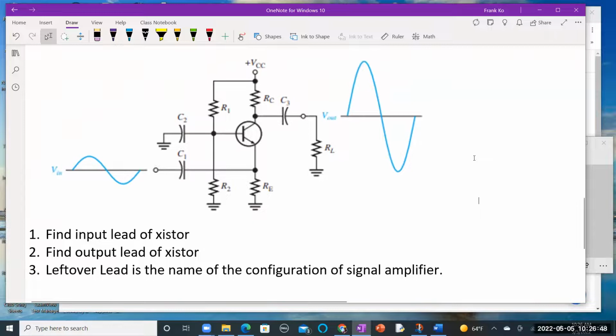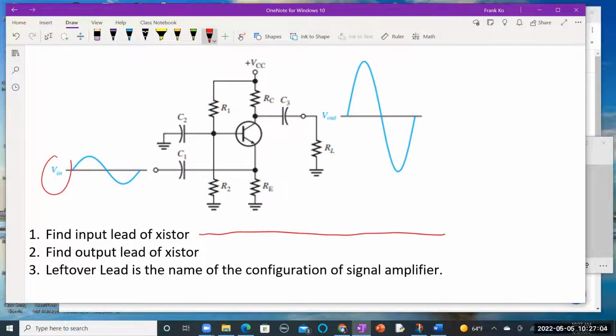All right, call it out, Cheryl. Find the input lead. Follow that wire. Where does it go? To the middle one's the base, the bottom one's the emitter. That's the emitter. So the input lead in this particular case is the emitter. Output lead. The collector. All right, calling it out with confidence now, see?